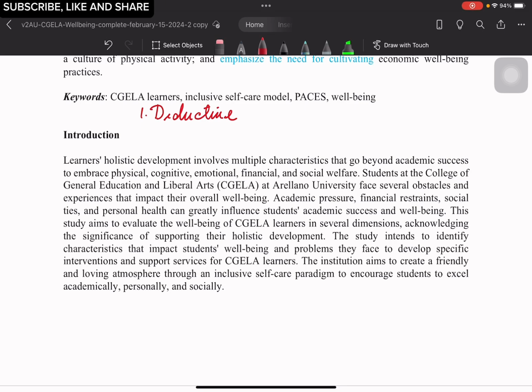When we talk about deductive, you should include the argument of your study, the argument of the study, meaning that you should present the reason why there is a need to conduct a study. And then aside from that, there should also be citations included in writing this part of your study.